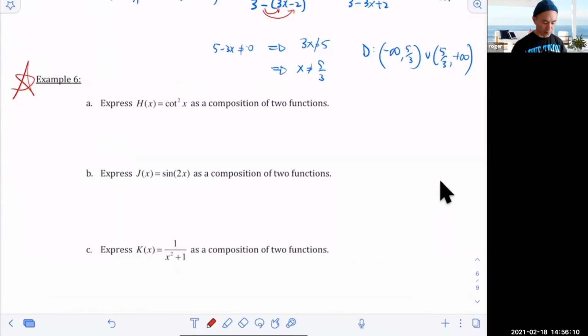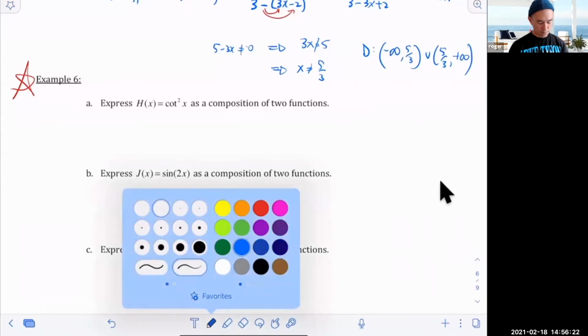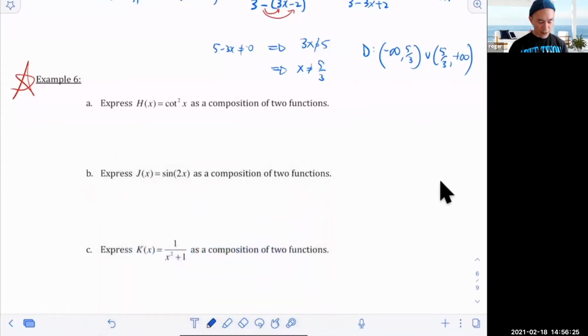Okay. So it says express h of x equal to cotangent squared x as a composition of two functions. So in other words, h of x is supposed to equal f composed with g of x. And our question is, what is f? What's the outside function? What's the inside function?